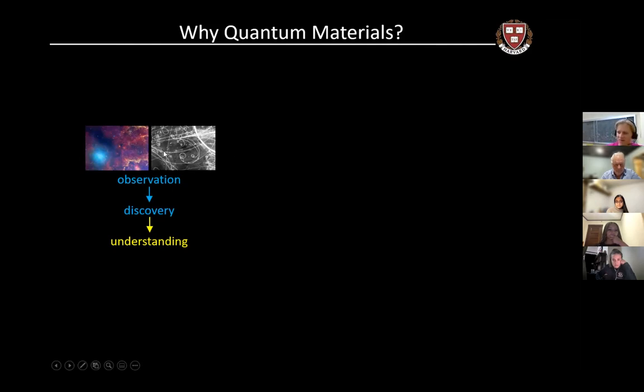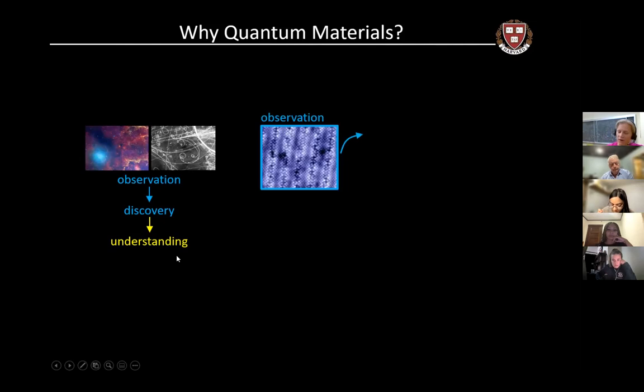But in these types of physics, you observe the world, you discover new phenomena, and then you spend time doing the math to understand the world. Whereas in the type of science that I do, we observe the world. So here are single atoms on the surface of a superconductor called BISCO.